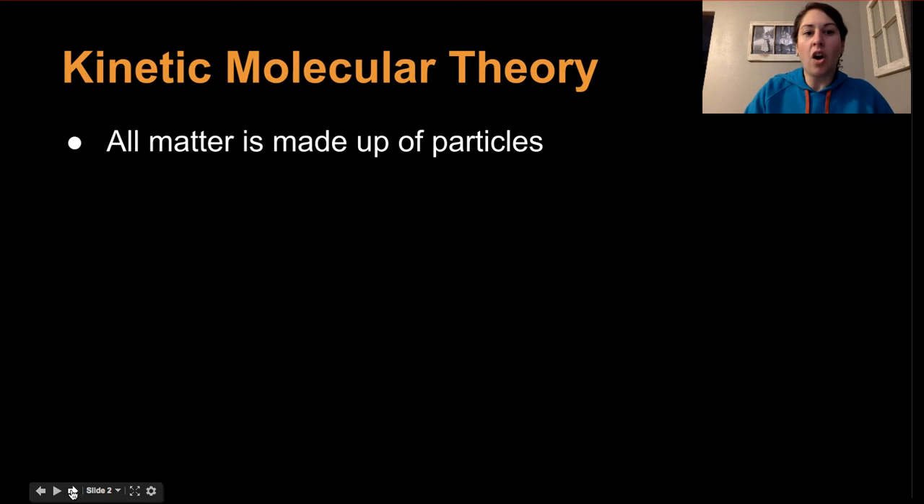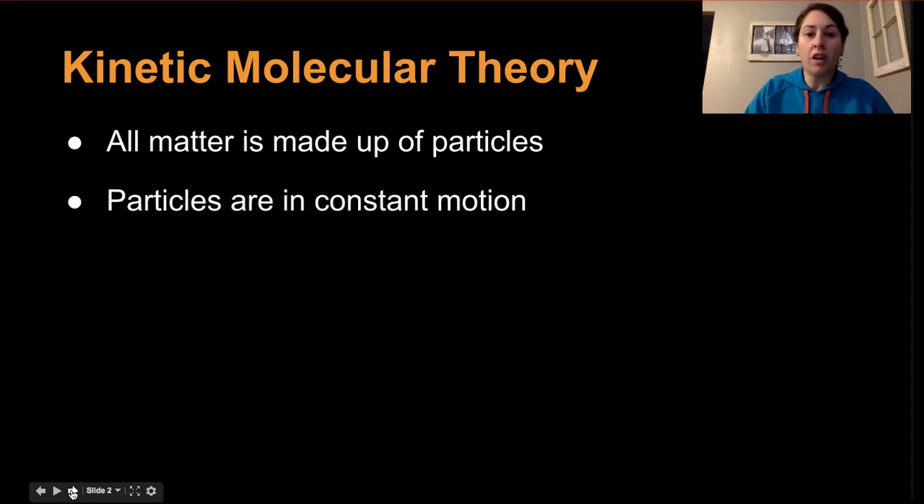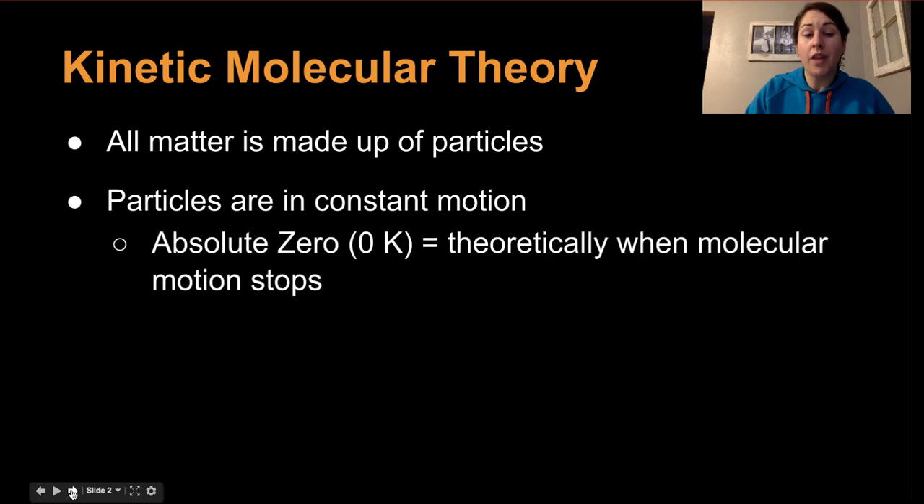The first thing is that all matter is made up of particles, or molecules, or some sort of pieces. And those pieces are in constant motion. They are all moving, and the rate at which they move is characteristic of what type of substance we have. We know that there's this theoretical value called absolute zero where basically all molecular motion stops. Now, scientists have approached very, very close to this number, but they're still trying to get down to absolute zero.